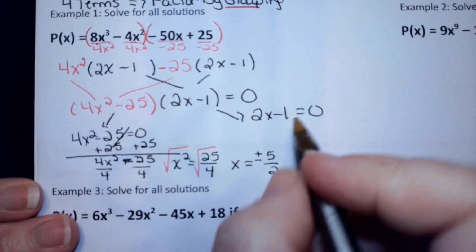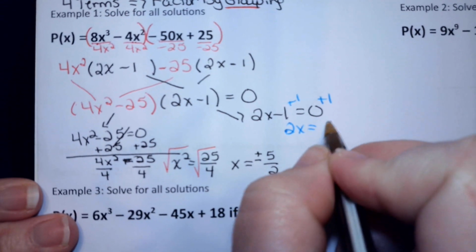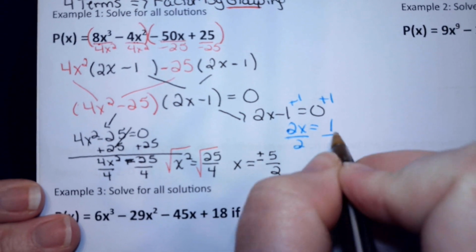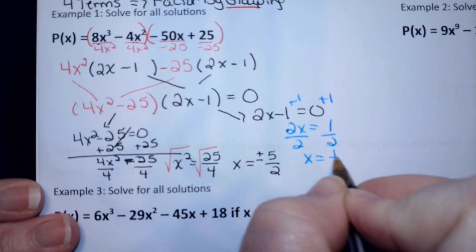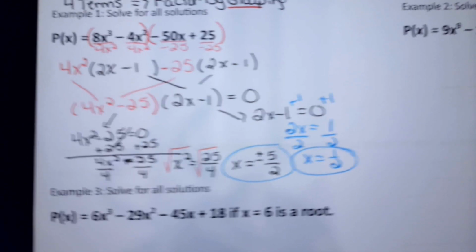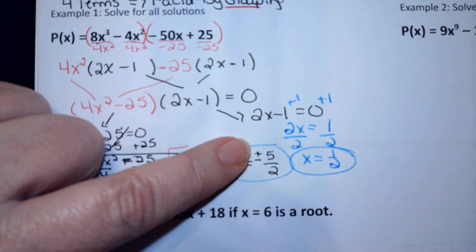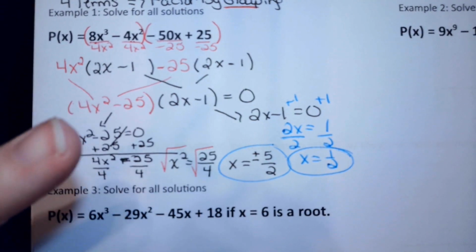Alright, for this equation, I'm going to add 1 to both sides. So I get 2x equals 1, and then I'm going to divide by 2, and I get x equals 1/2. Now, how many solutions do you see right here? Alright, I see a positive, a negative, so that's 2, and then I see a 1/2, so that's 3 solutions.